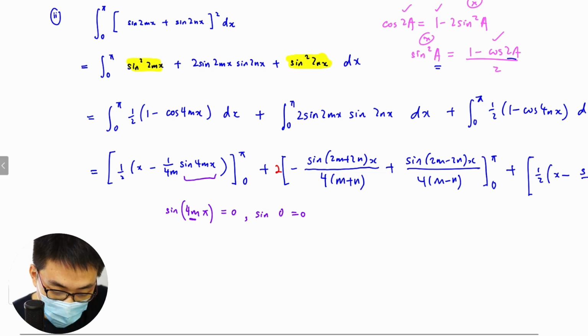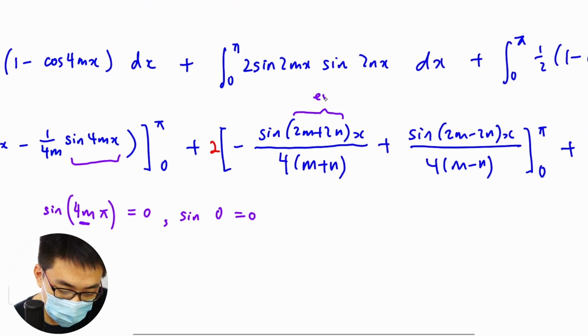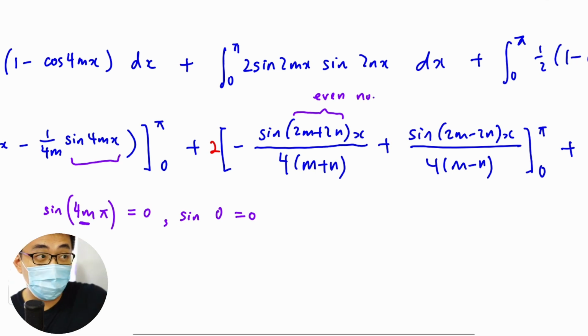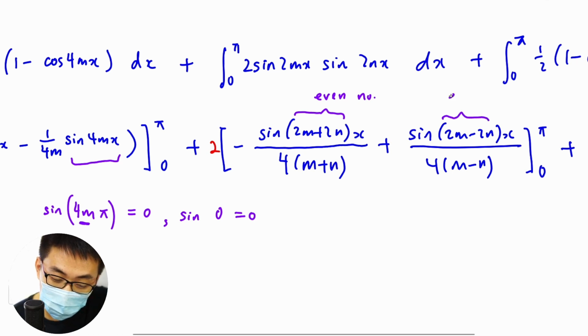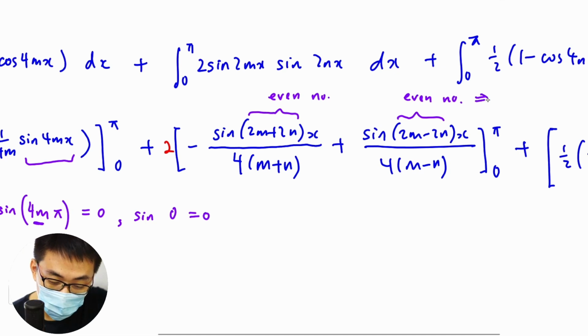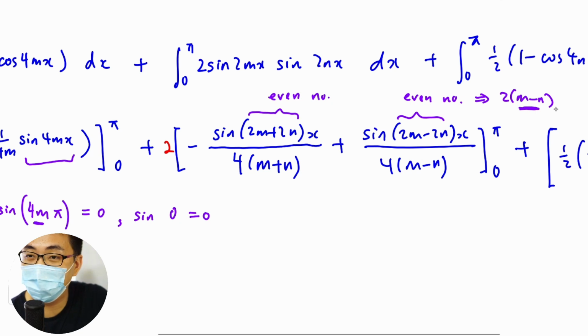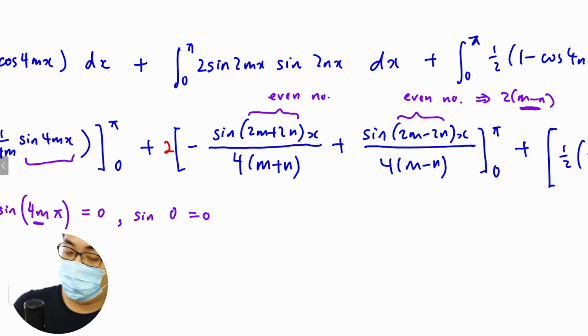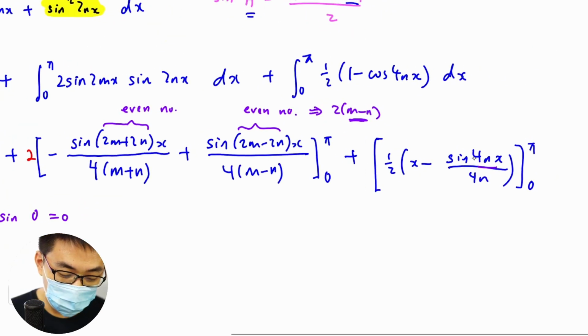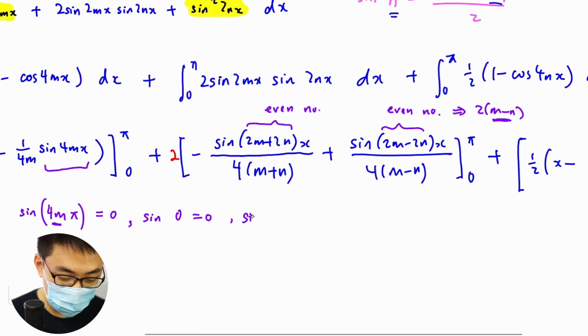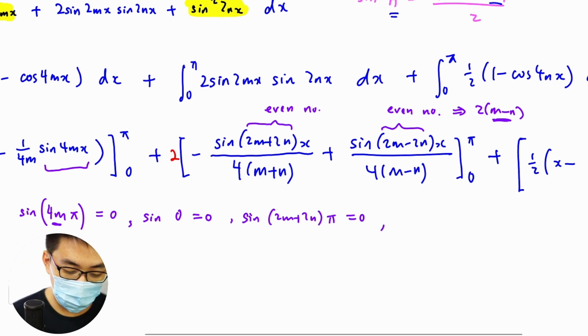Same thing, this is an even number. 2n plus 2n, they are even. This is also an even number. You know why this is even? Because 2 times m minus n, it doesn't matter, this will be an integer value. 2 times any number will always be even. Just give me a number, you times 2, we confirm it's even. Then these are all even. So it's very fun to play. This one here, sine 2m plus 2n pi will also be 0. Actually, all this will be 0.